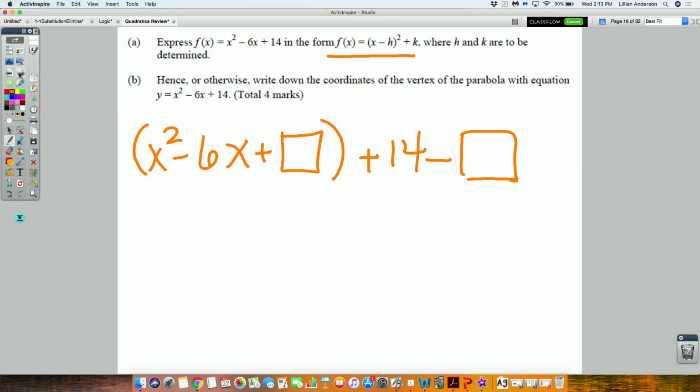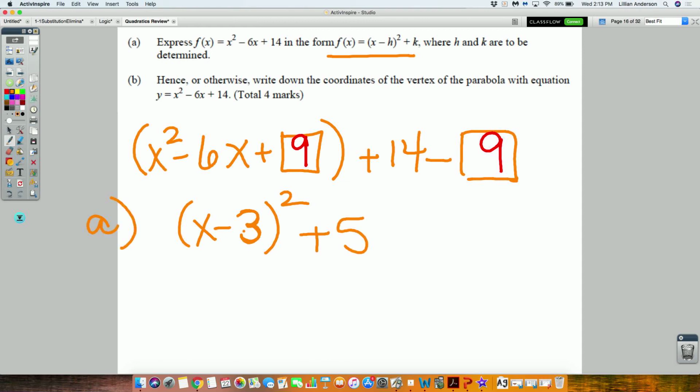It's a 1. So now we can take half of b. Negative 3, and squared. So I'm going to add 9 on the inside, but I'm going to subtract 9 on the outside. So then this can factor into a perfect square trinomial. What's on the inside? X minus 3 squared. And then on the outside? Plus 5. So then there's your answer to part A, written in vertex form. What's your vertex?